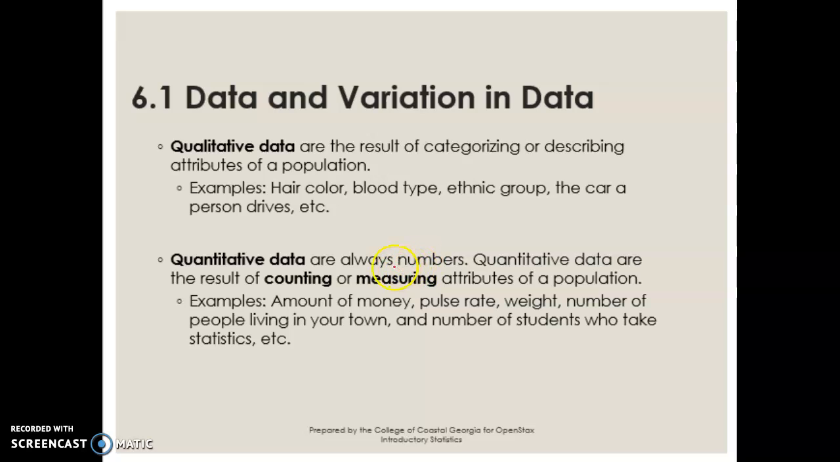Quantitative are always numbers. Quantitative data are the result of counting or measuring attributes of a population. Amount of money, pulse rate, weight, number of people living in your town, and number of students who take the statistics. Notice number of is going to make it quantitative every single time. Okay?